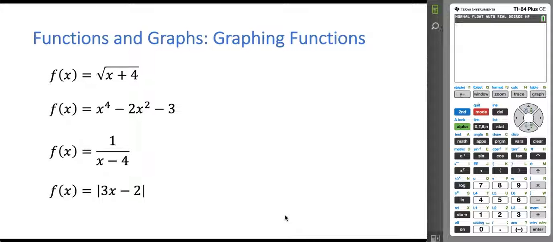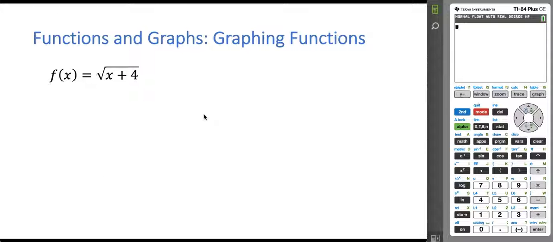All right, the last thing I want to do is go through these functions. I want to show you how to graph these on your calculator, and I want to show you a couple of features on your calculator that can help you. Okay, so first of all, going in order, we're going to graph f of x is equal to the square root of x plus 4. So remember from the last video, if we're going to graph this, we have to press this y equals button. And we want to graph the square root of x plus 4.